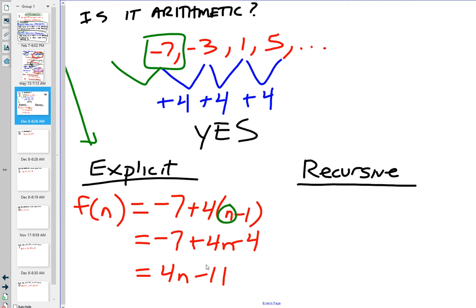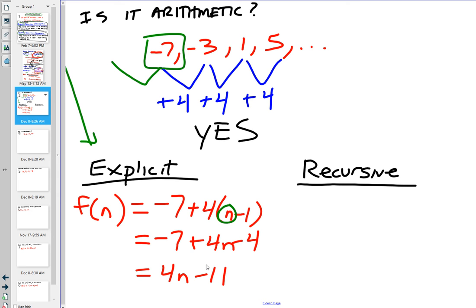Let's go by numbers that you see here. What is the third number that you see? Because there you can see it. It's 1, right? Let's plug in a 3 for n. 4 times 3 is 12. 12 minus 11 is 1. Every single number that falls in the sequence would have to abide by this rule.